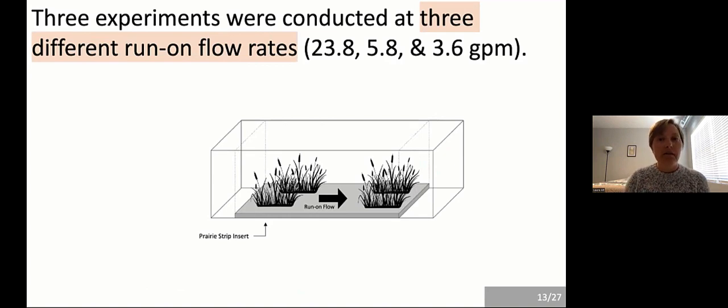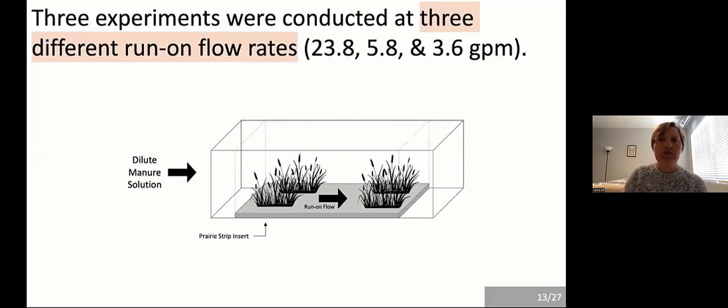For each experiment, a new section of prairie strip was extracted from a previously established strip site. It was transported back to our hydrology lab and installed into the flume. Then we got locally sourced swine manure and made a dilute manure mixture that consisted of roughly 1 part swine manure slurry to 40 parts water. This dilute manure mixture was added upstream of our prairie strip using that injection manifold that was pictured on the previous slide.